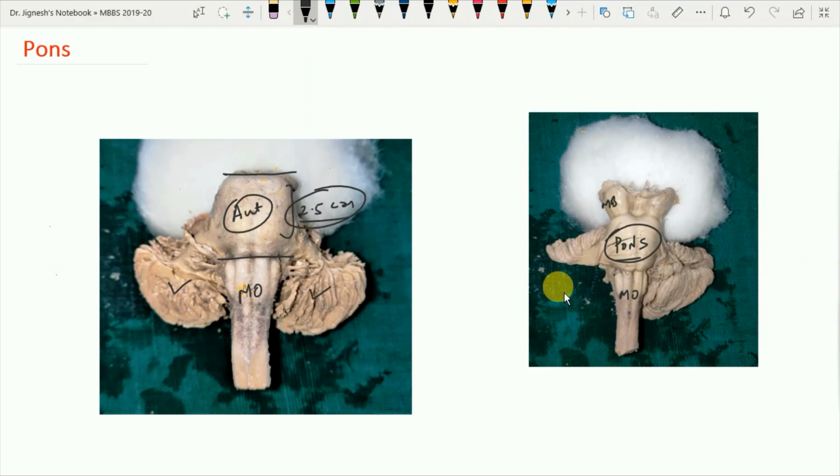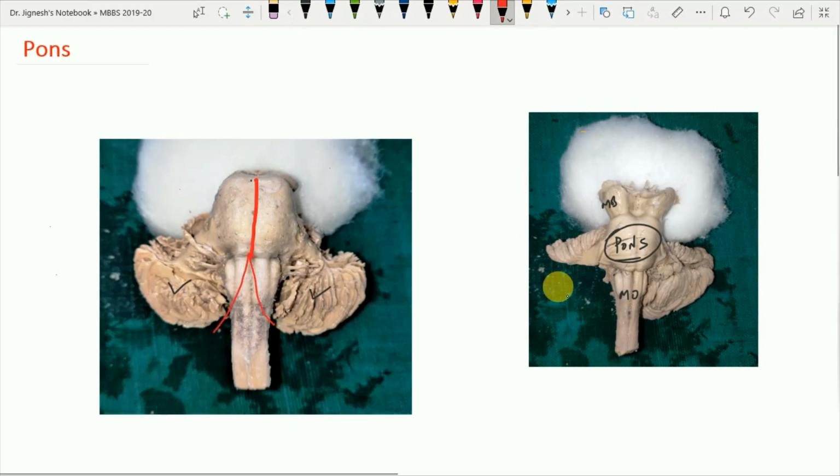The anterior surface of the pons has one basilar groove in the midline, and this basilar groove lodges the basilar artery, and this basilar artery is formed by the fusion of the two vertebral arteries. That's why this groove is called the basilar groove.